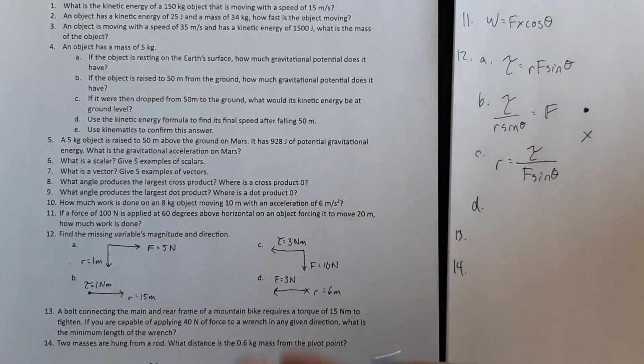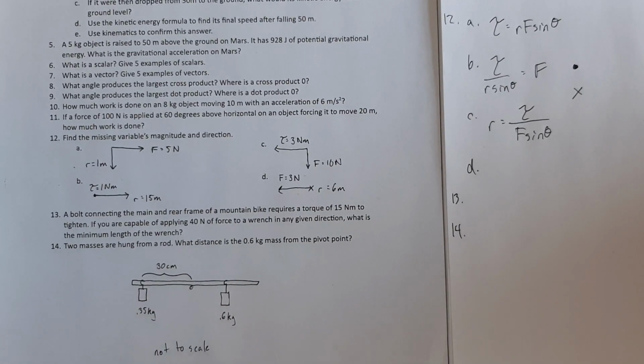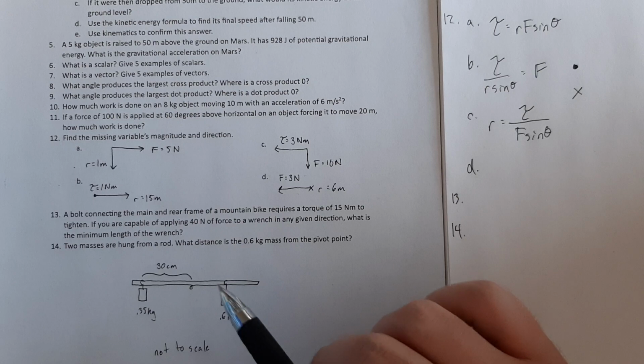Number 14. Is this the last one? It is. Look at us go. Number 14, we've got this little pivot point, and we've got a rod with some masses hanging on it. So two masses are hung from a rod. What distance is the 0.6 kilogram mass from the pivot point? Okay, so if we're looking at our pivot point, we don't have a distance here. We need to find that.